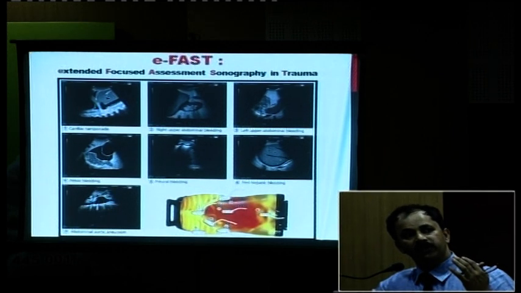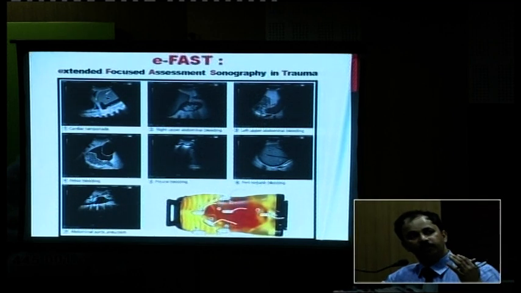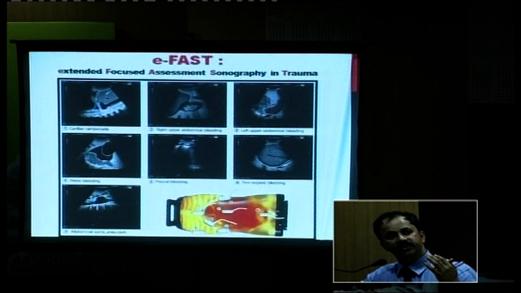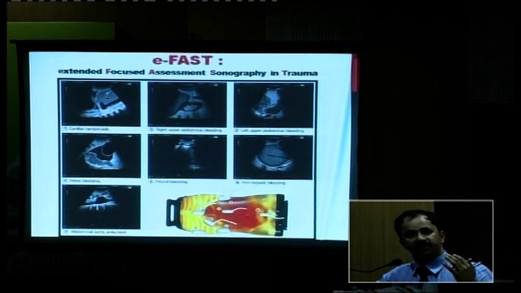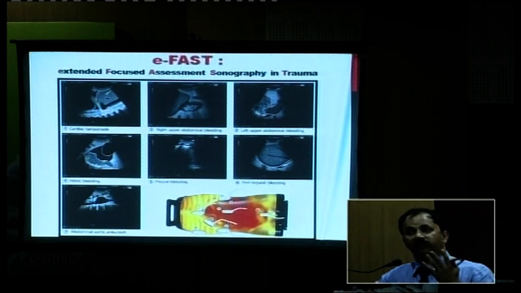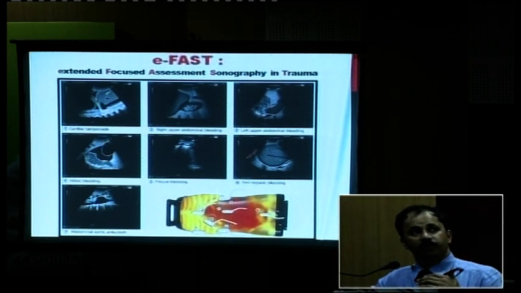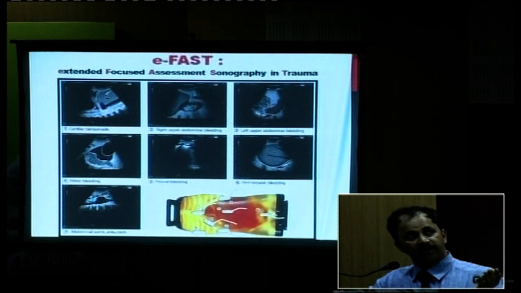You put the probe over the liver, over the spleen, in the epigastric region, over the pancreas, over the chest and over the bladder. And you get all these clinical things if you are very unlucky and you are a patient of polytrauma. You get cardiac tamponade, right upper abdominal bleeding, left upper abdominal bleeding, pelvic bleeding, pleural bleeding, I mean bleeding from all cavities.